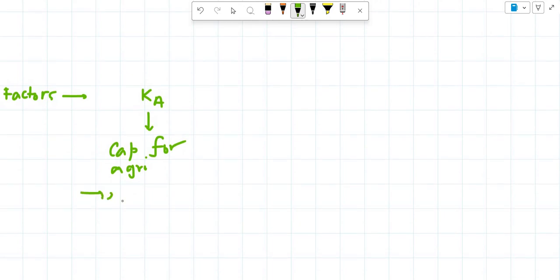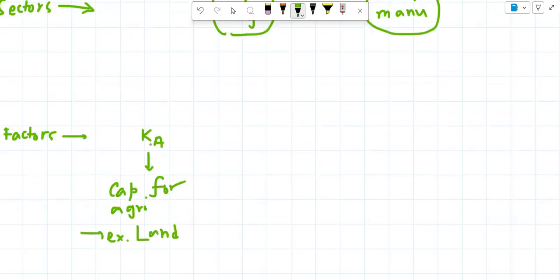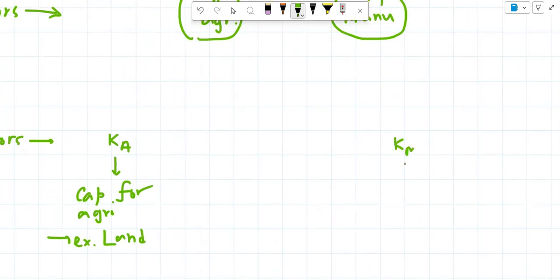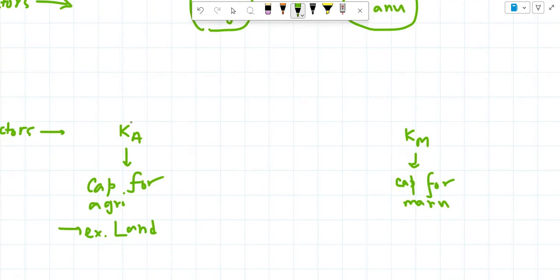What do I mean by that? This can be land, right? Land is sometimes also a form of capital, or you can consider this to be land itself, not just capital for the agricultural sector. And then there's Km, which is capital for the manufacturing sector. This is standard capital that you're talking about. In some cases, you can also think of this as T, because some sources refer to land as T, so you can consider that.